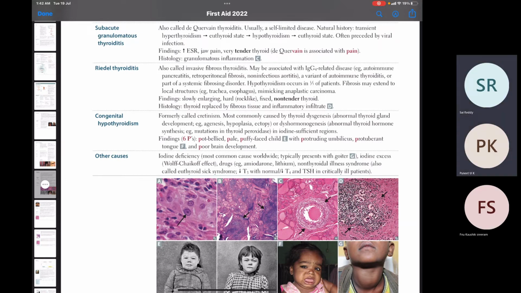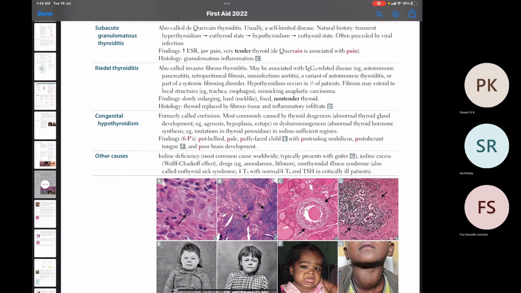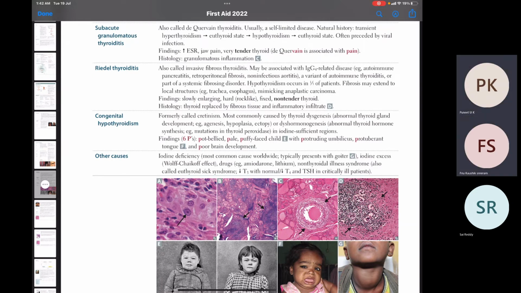If there's agenesis, you need to do a thyroid scan. If you're suspecting an ectopic thyroid, what will you do? An iodine uptake scan you can do, but in kids, they normally just do PET CT. It will glow.